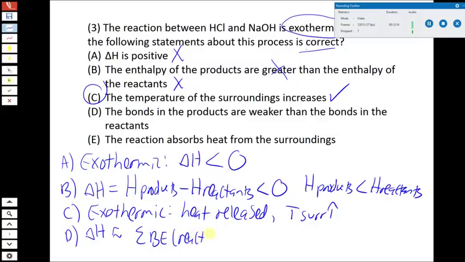So we'll do a problem like this next week on the final exam review. But we learned this back in chapter 3, so we're going to sort of combine that with our knowledge now of delta H, which is that if we want to use bond energies, it's reactants minus products.